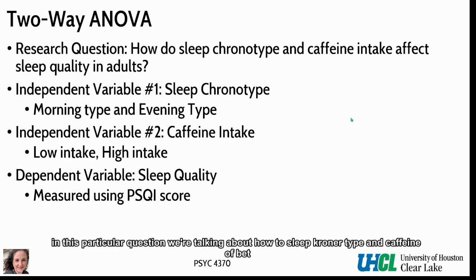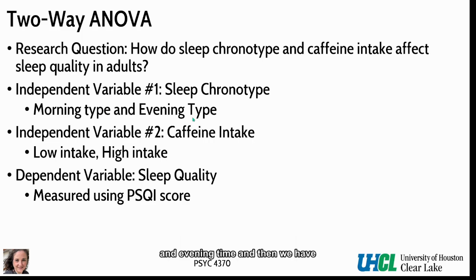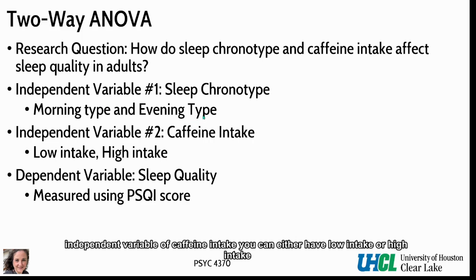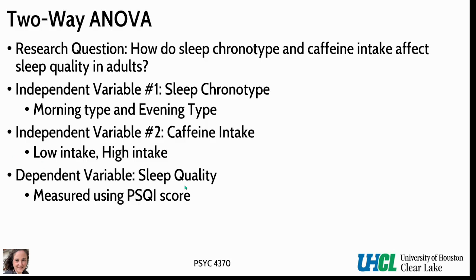In this particular question, we're talking about how sleep chronotype and caffeine affect sleep quality in adults. So we have two independent variables. We have sleep chronotype, morning and evening type, and then we have the independent variable of caffeine intake. You can either have low intake or high intake. And we're looking at the dependent variable of sleep quality, and we're measuring that using the PSYC.